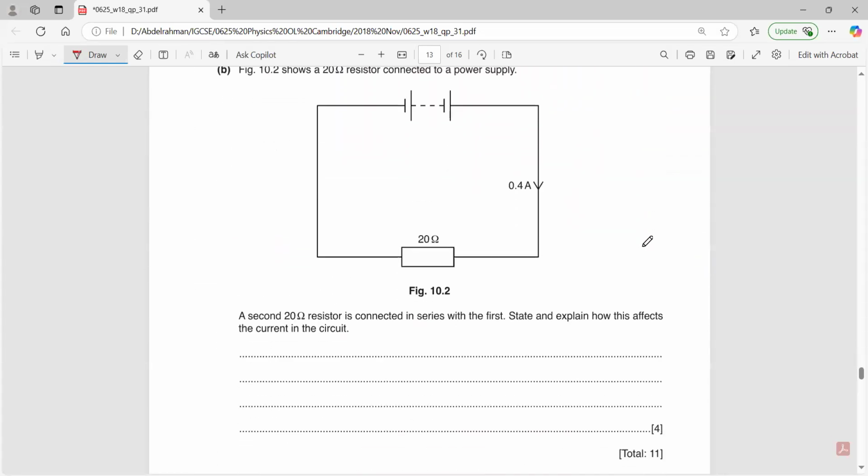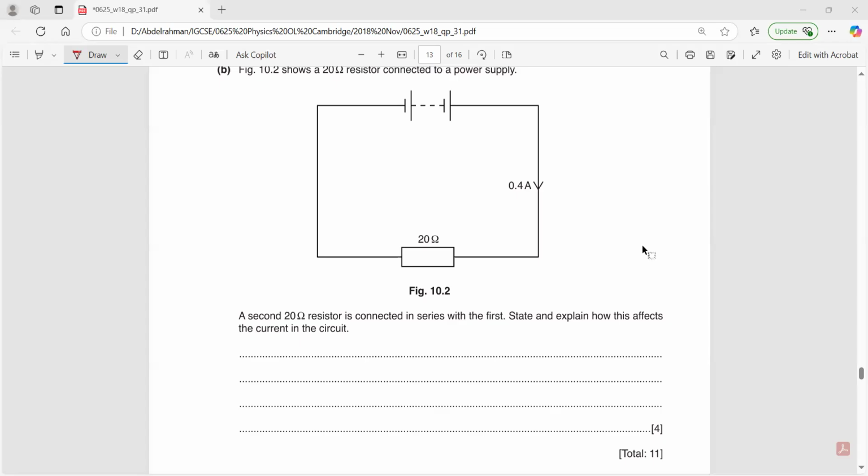Figure 10.2 shows a 20 ohm resistor connected to a power supply. Another resistor is connected in series with the first resistor. State and explain how this affects the current in the circuit. When you add another resistor in series, what happens to the total resistance? The total resistance will increase.